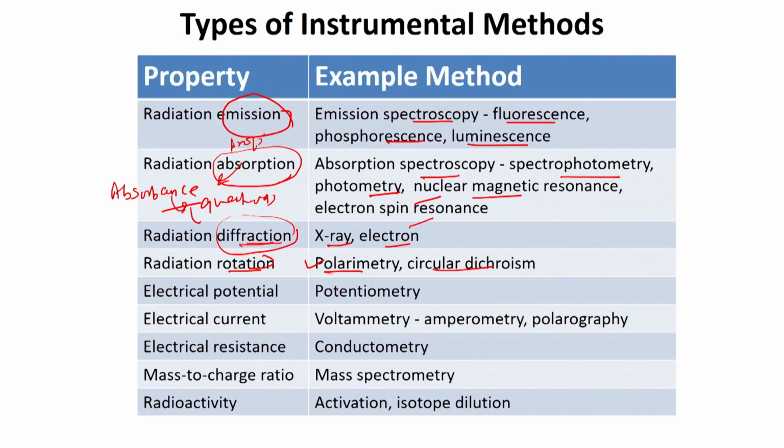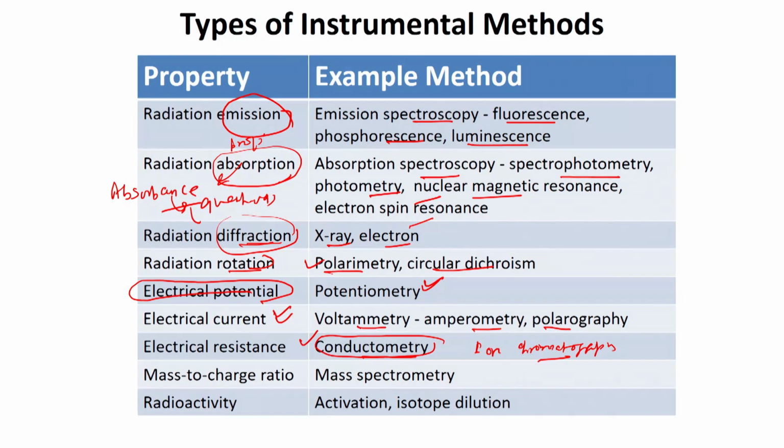In some cases, for example, electric potential is measured. This is again a physical property, measured in potentiometric titrations, and electric potential has a direct relationship with the concentration. In other cases you measure electric current, such as in voltammetry, amperometry and polarography, where you measure current directly. Electrical resistance is also very important, as in conductometry, and one very important instrument, ion chromatography, uses electrical resistance.